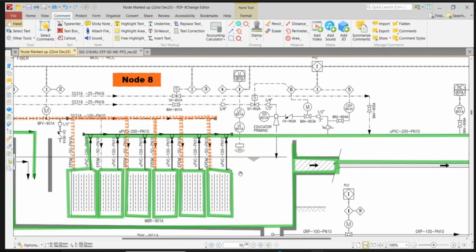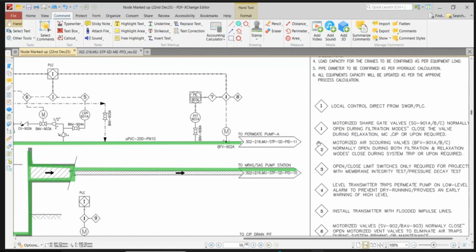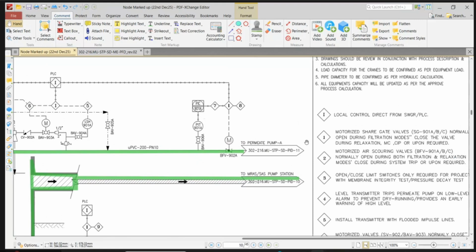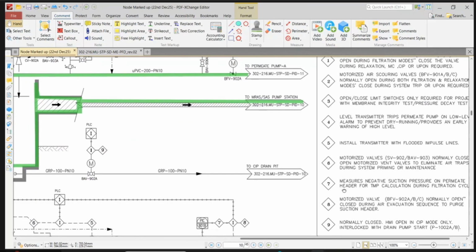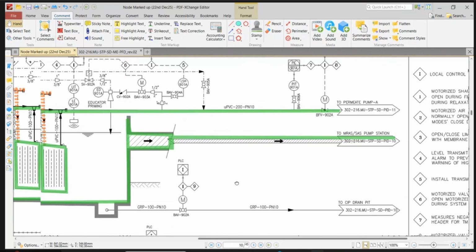Okay, go to the right side, at the head of this one. So then on left, this one? You can check number 7. First call it number 7. Number 7, yes, go down. Measure negative suction pressure on the permeate header. For this one, you have certain value.